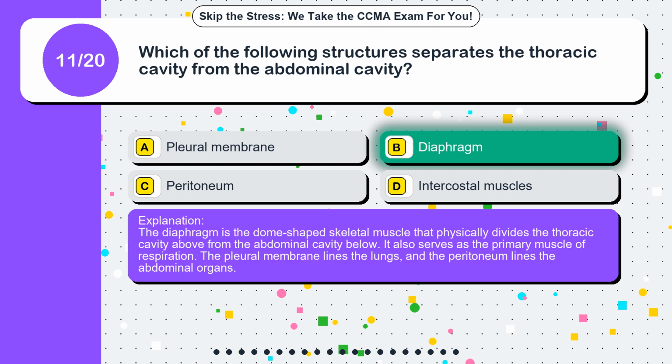The diaphragm is the dome-shaped skeletal muscle that physically divides the thoracic cavity above from the abdominal cavity below. It also serves as the primary muscle of respiration. The pleural membrane lines the lungs, and the peritoneum lines the abdominal organs.